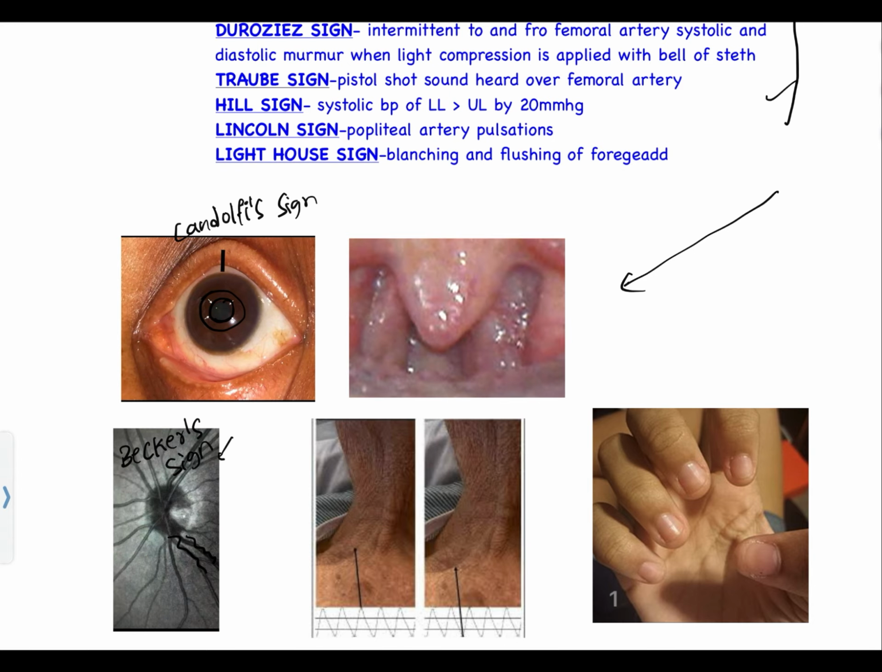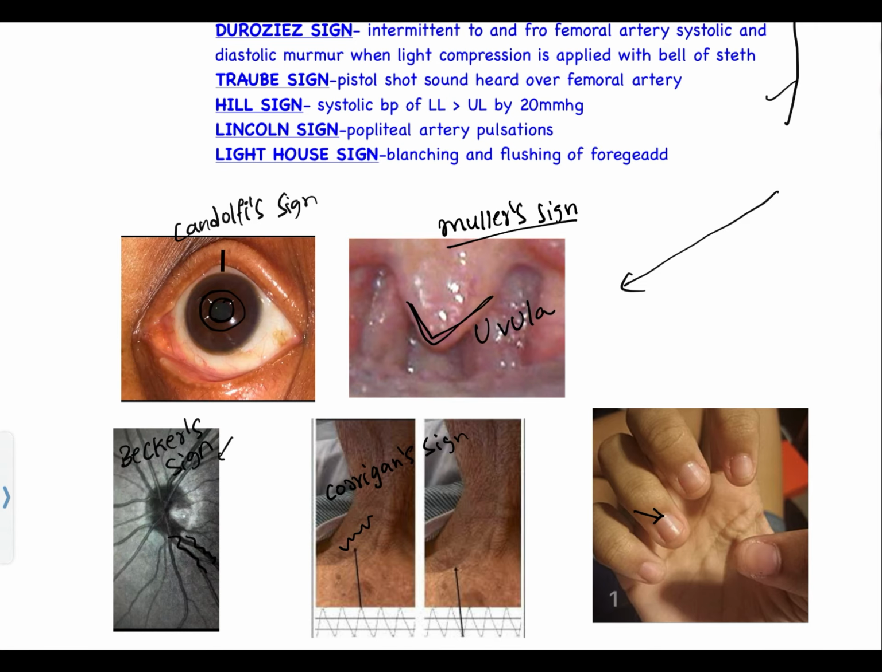And here we can see the prominent bounding carotid pulsations, also referred to as dancing carotids. It is called Corrigan's sign, right? And this is Muller's sign. Muller's sign: ask the patient to open his mouth and look for the uvula. This is uvula pulsation. Look for the uvula pulsations.